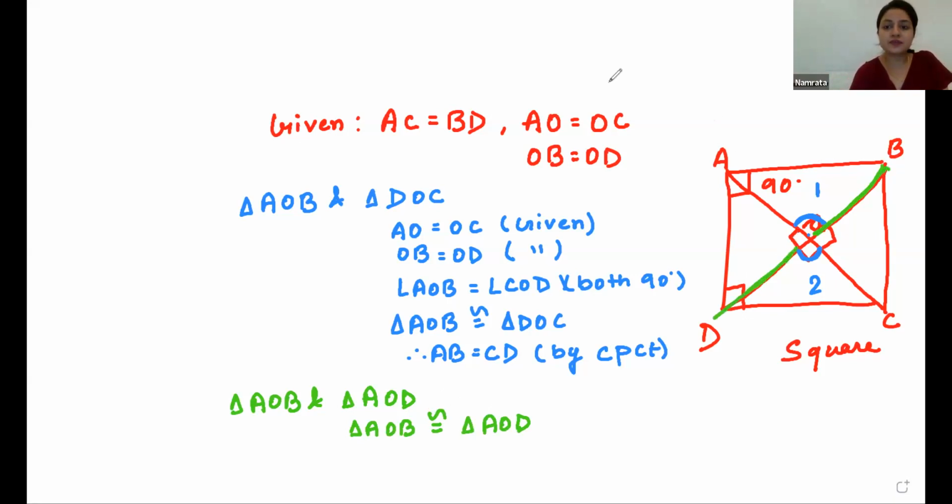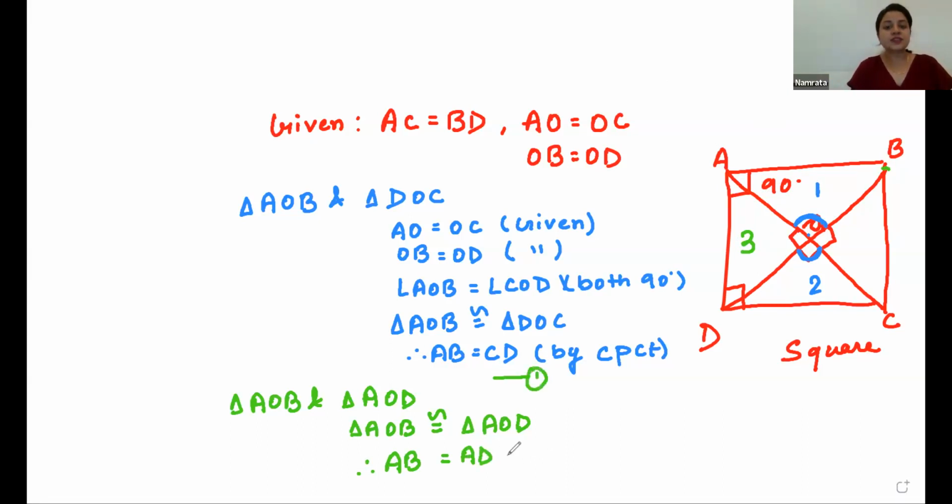Apart from that, we have this common side. Both triangles have this side. And also, we can say that this is 90 degrees and this is 90 degrees. So again, we will be able to prove that these two are congruent with each other. I am talking about triangle number 1 and triangle number 3. Easily, we will be able to prove that these two triangles are also congruent with each other. Now, since they are congruent, their corresponding parts will be equal to each other. So from here, we can say, therefore, AB must be equal to AD.